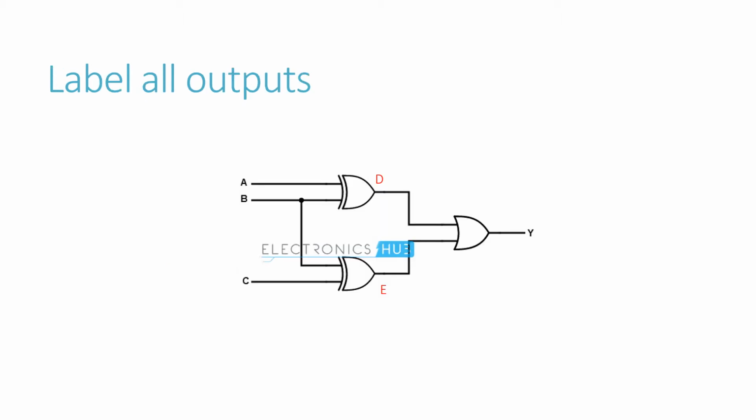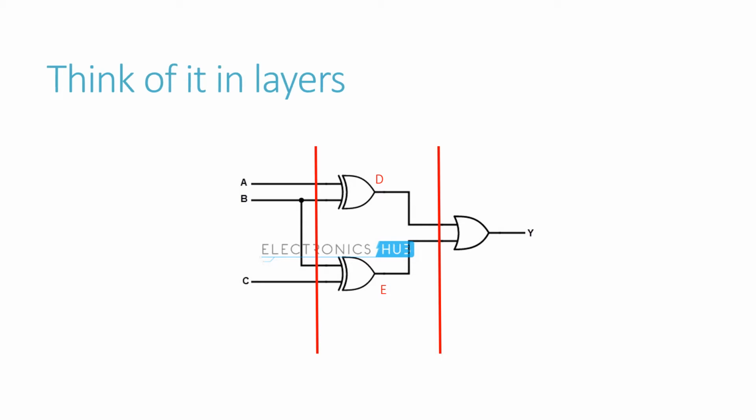First, I like to label all the outputs, in this instance D and E, so that every step of the circuit is labelled. And then I'm adding these lines to put my circuit into layers because I'm going to work backwards. You don't have to do that. In a way, that's just a teacher thing. I'm doing it to make it clearer to you how I'm working backwards. If you can do that in your mind, that's fine. So let's do that now.